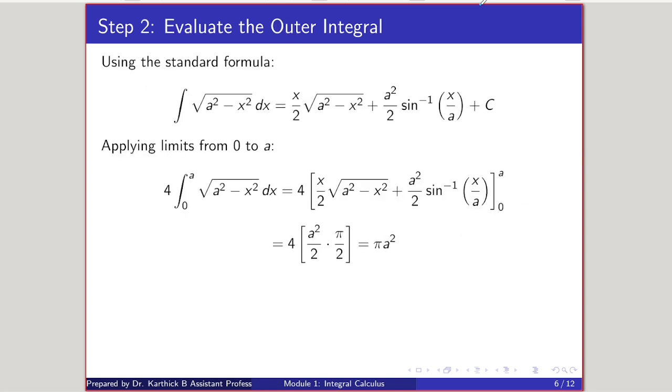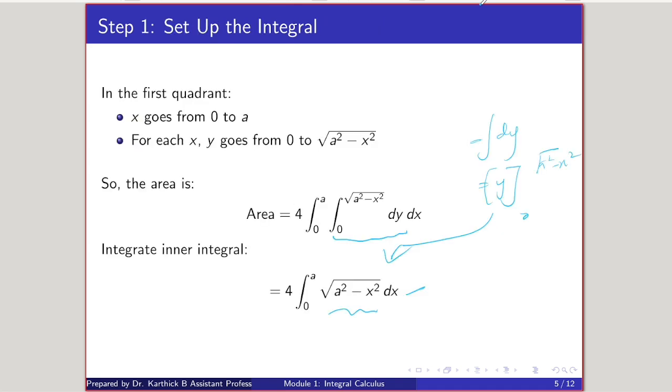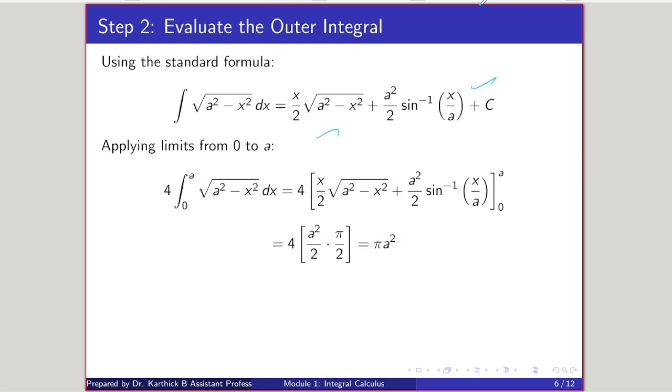To evaluate this, we need some standard formula. The integral of square root of a square minus x square can be written like this: x by 2 square root of a square minus x square plus a square by 2 sine inverse of x by a, plus c. So this is the formula. What we want to evaluate is 4 times this integral value with the limits of x. So I'm applying the limits and multiplying with 4. I'm getting this result. Then I will apply the upper limit.